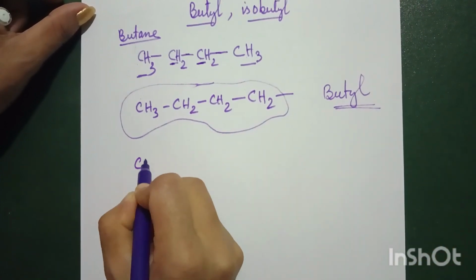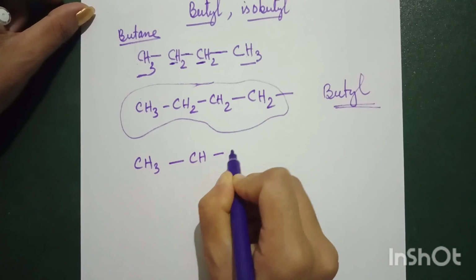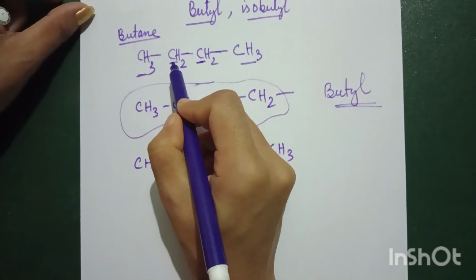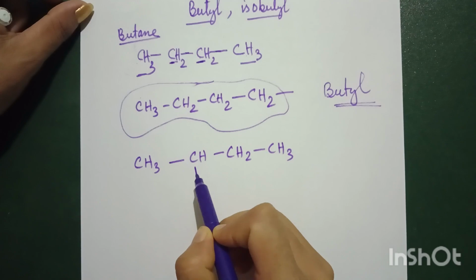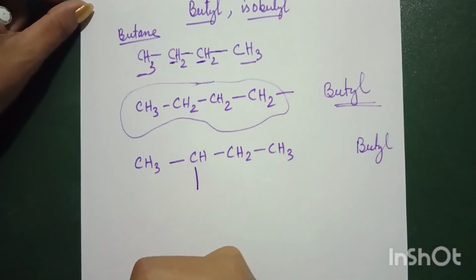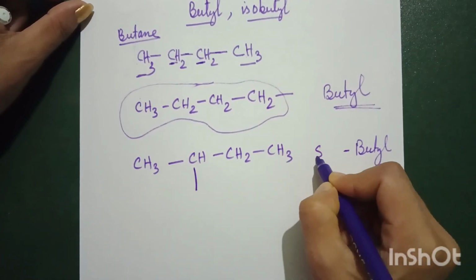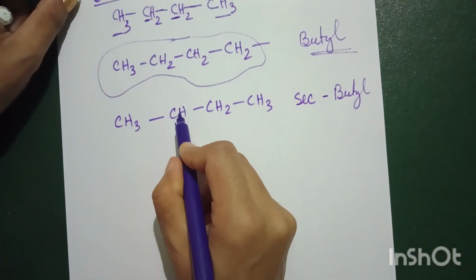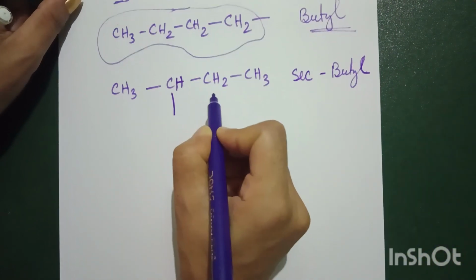Let us see if we remove the second hydrogen, CH2, CH3. So we have removed from the second one. This and this are same, you can remove any one. So from here we have removed from the second one. So this is also butyl. Okay, this is also butyl as we have removed one hydrogen, but this is not exactly butyl. We will call it secondary butyl, because we have removed from the second carbon. So this is your secondary butyl. From the second carbon we have removed, so it is secondary butyl.